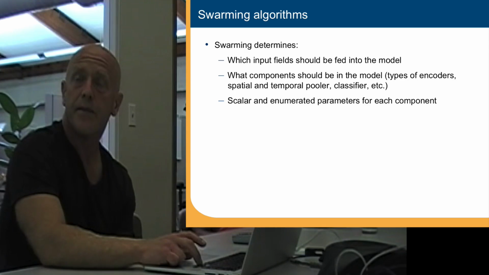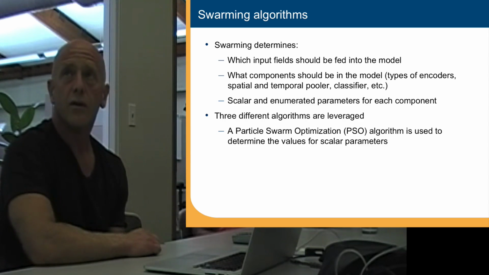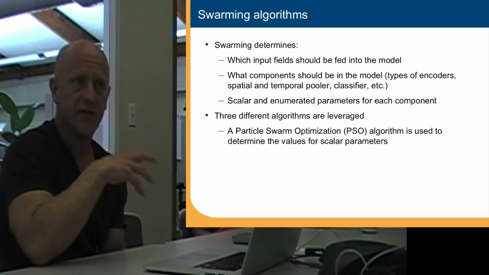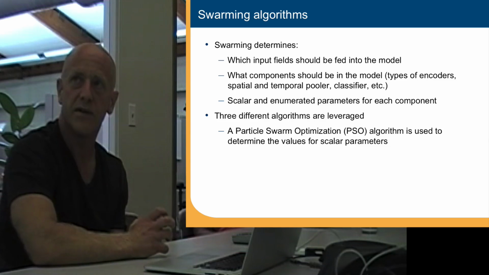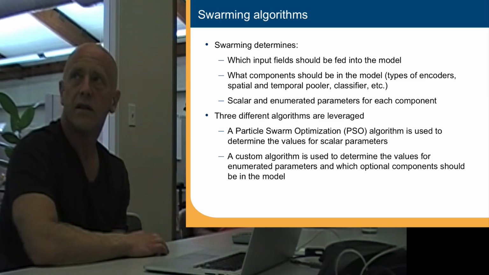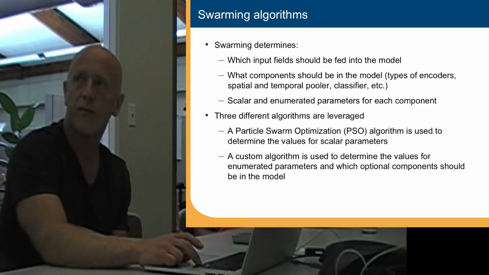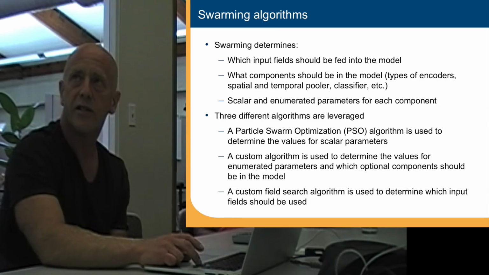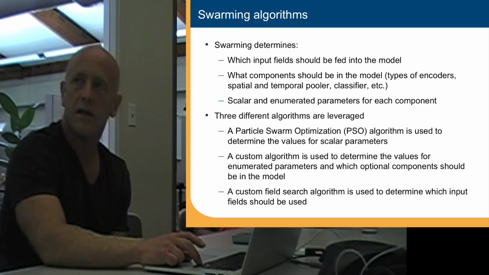There are different types of parameters that can show up for each component. You could have scalar parameters or enumerated parameters, so there are two styles of parameters that need to be searched. To determine all this, a family of algorithms is used. For scalar parameters, we use the particle swarm optimization algorithm. For enumerated values, we use a custom algorithm, and I'll talk more about that later. And for determining which fields are in the model, we use a custom field search algorithm. I'm going to go into those as well.